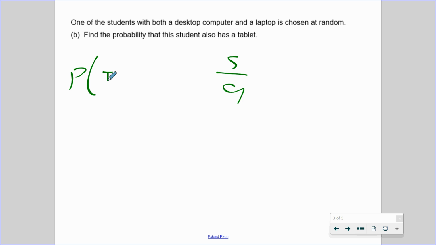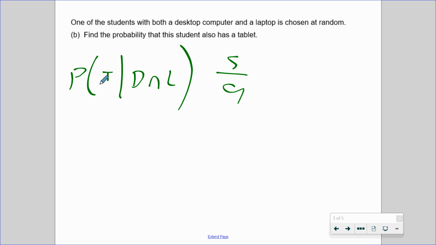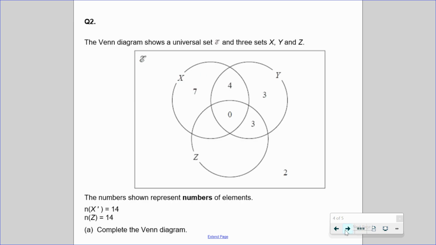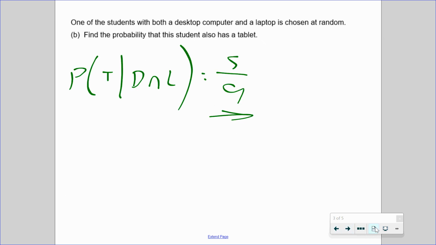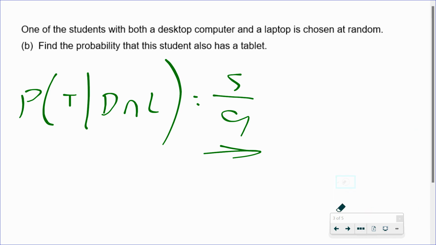I would say this is the probability of a tablet, which is what we're looking at, given that they are in the set D intersect L, desktop and laptop. So D intersect L is that bit that I shaded earlier, and then we're literally looking at what's the probability of a tablet from that group. You don't need to worry about that notation there, but you need to know how to find that final answer, being 5 ninths.